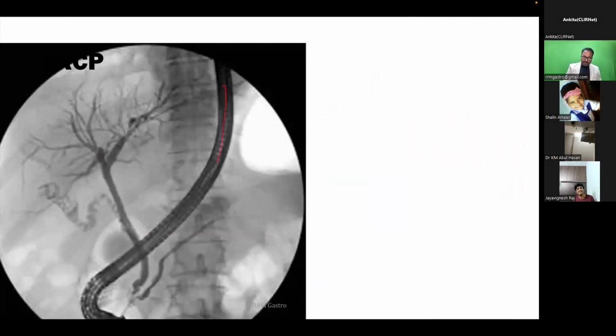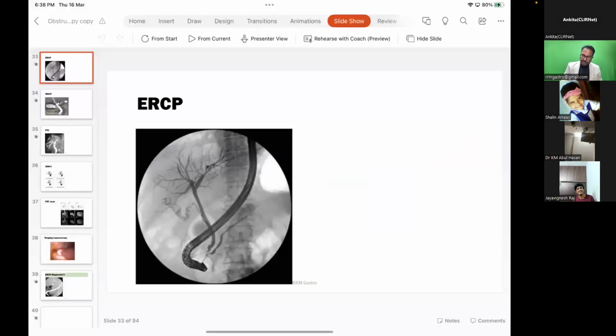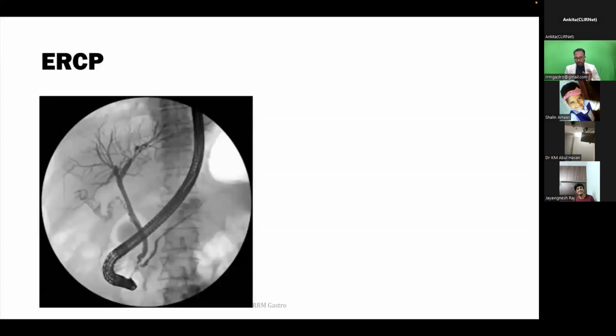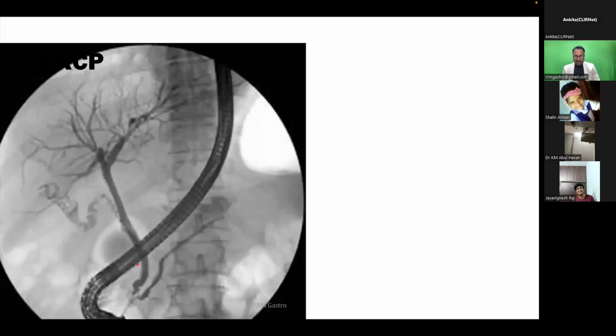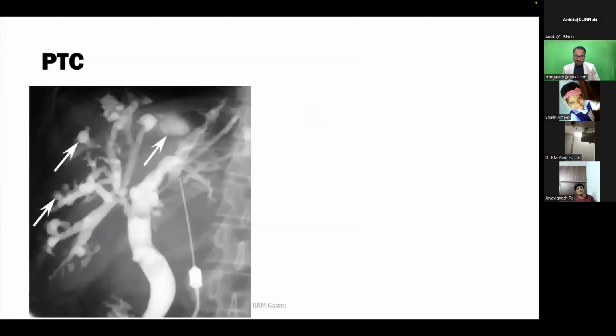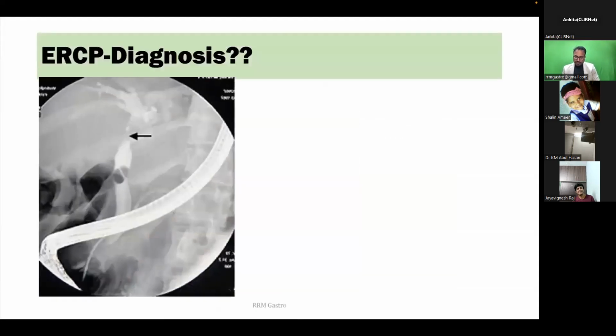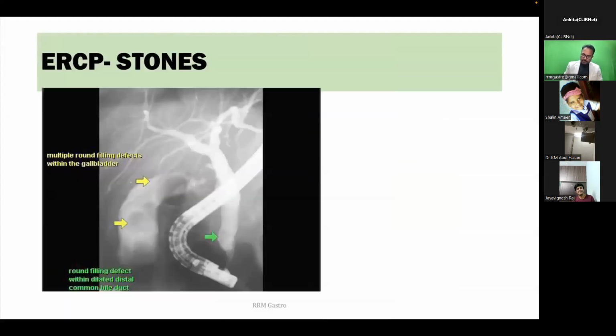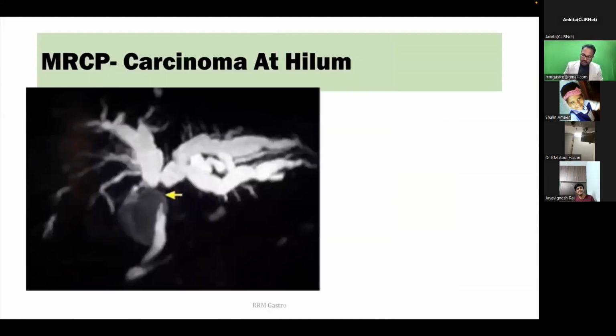So this is an ERCP investigation. I am putting a tube inside the duodenum using a side-viewing scope, and I am opening the sphincter and doing a sphincterotomy. So please remember that the procedure is known as sphincterotomy. Let me show you. This is a picture showing you ERCP showing you a stone in the bile duct, and there are multiple gallbladder stones. You are going to see a video of a.